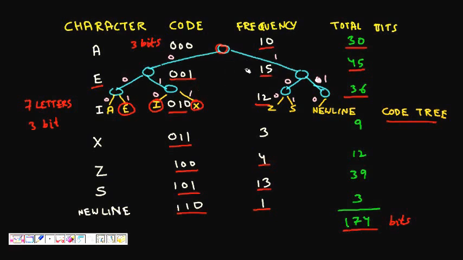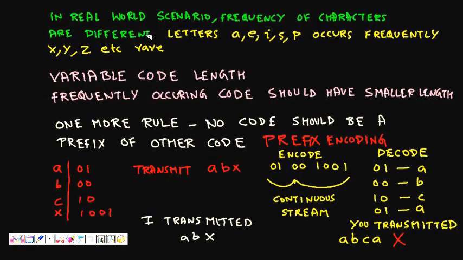This is the binary tree, and here we see all of the letters are child nodes. They don't have any children of their own, so they are all leaf nodes. All the letters are leaf nodes. So what should be done? As we said, in a real-world scenario, the frequency of characters is different. Letters A, E, I, S, T, etc. occur frequently, whereas X, Y, and Z are rare.